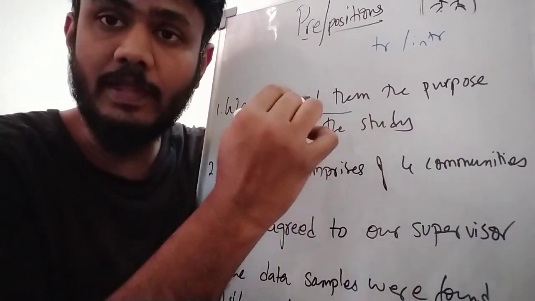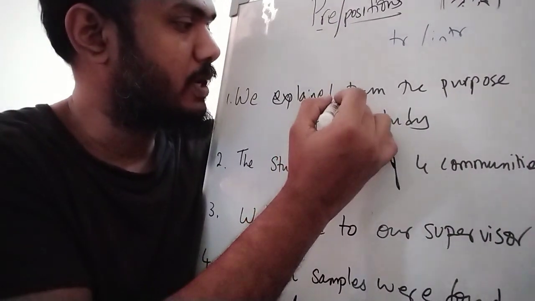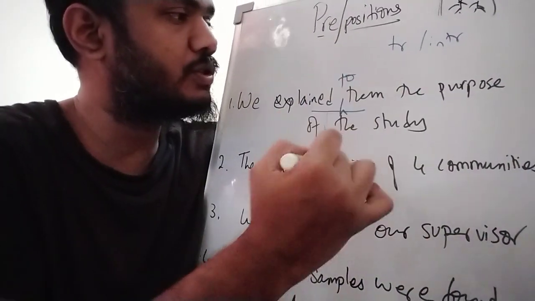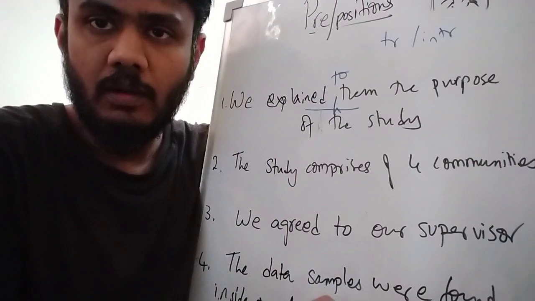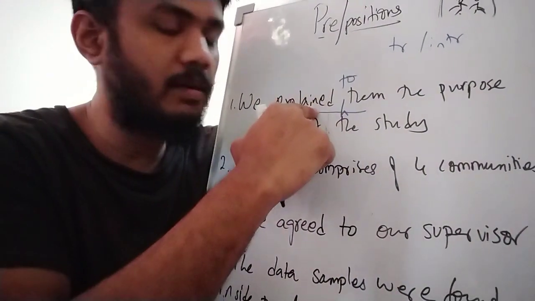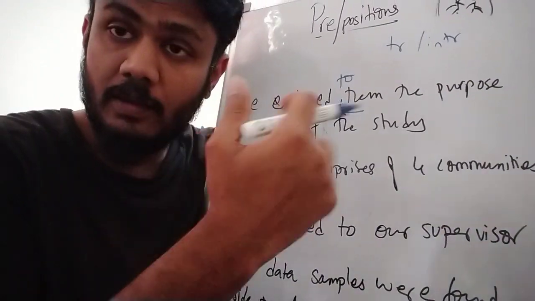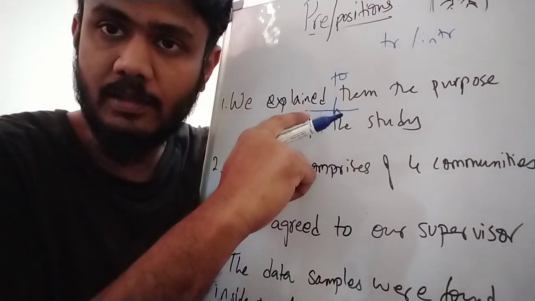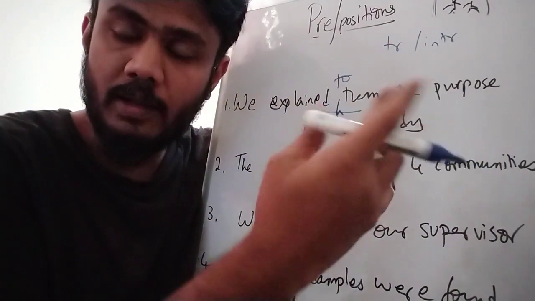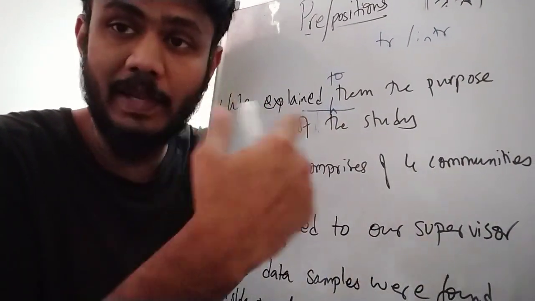And usually that's because of a missing preposition. So here it should be "we explained to them," because explain is an intransitive verb. You can't explain it in this sense. If you explain someone, it means you're explaining their characteristics.